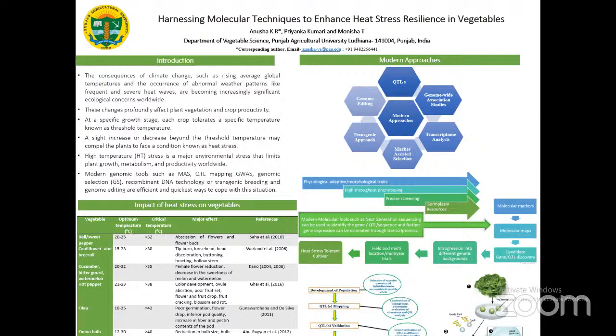So, what is heat stress? Heat stress occurs in crop plants when the temperature exceeds the optimal levels for growth and development, thereby negatively impacting the various physiological processes of the plants, ultimately decreasing the plant yield.